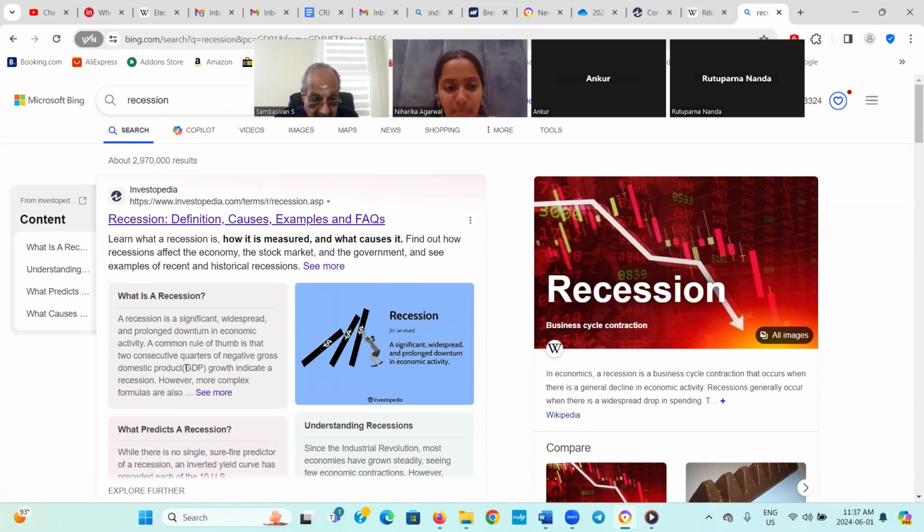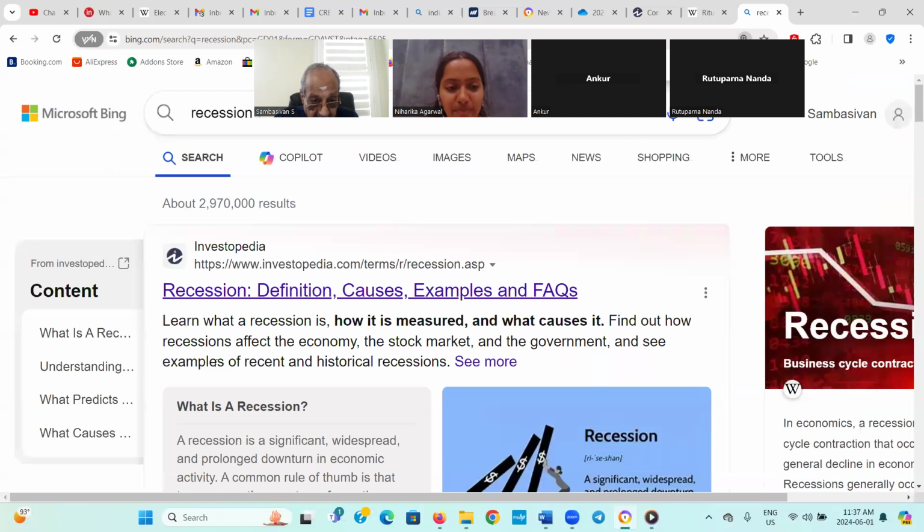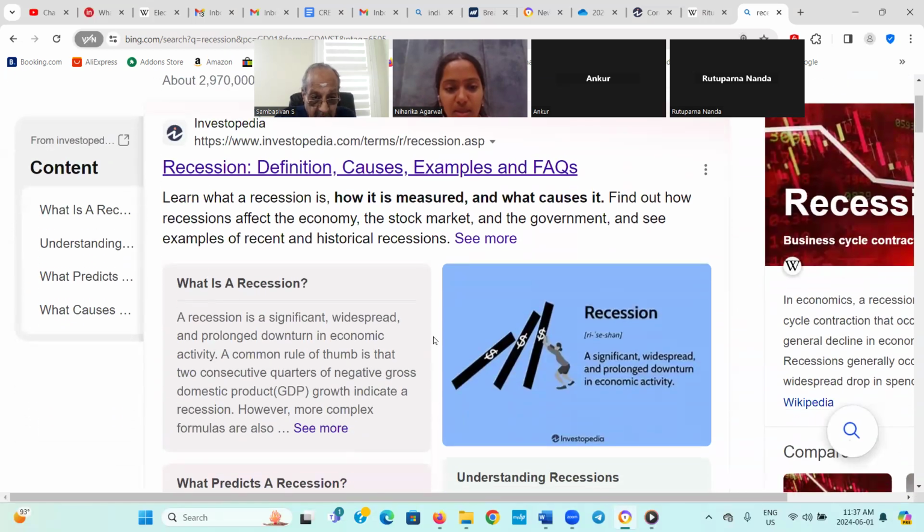Yes, sir. A recession is a significant, widespread, and prolonged downturn in economic activity. These words you have to use: widespread, prolonged, that means long term. All other answers are correct, but you must bring in that it is widespread, that is throughout the country, and prolonged, that means for more time.